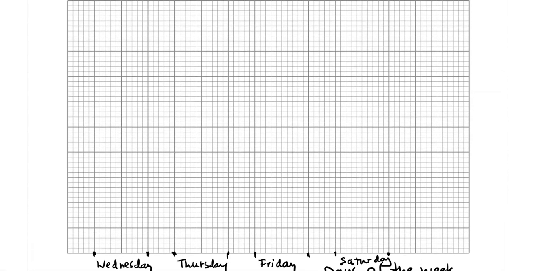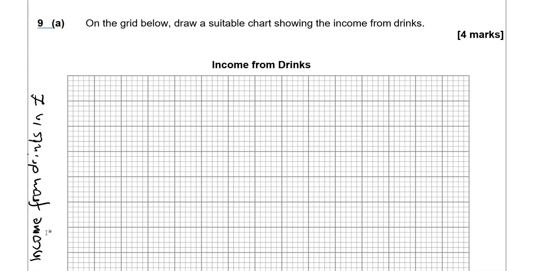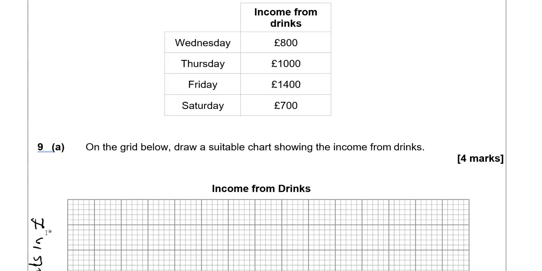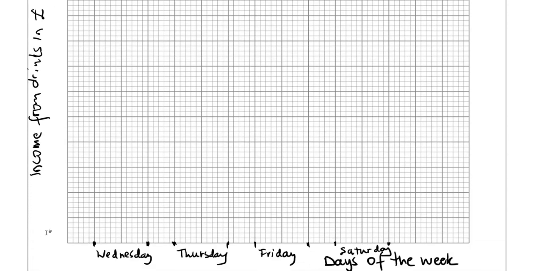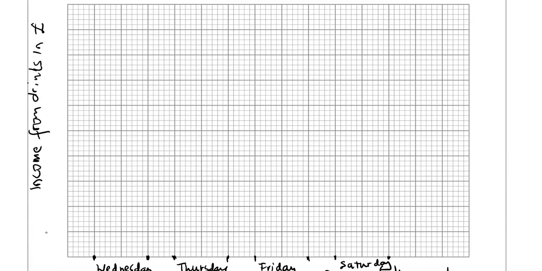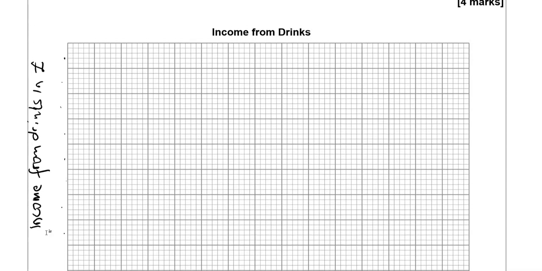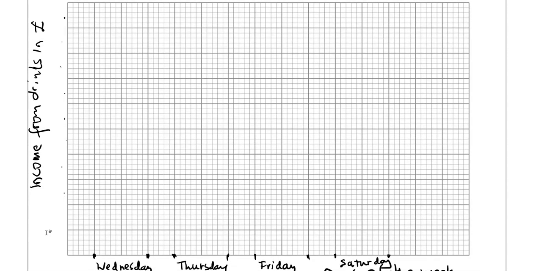Vertically, we're going to show the income from drinks, in pounds. So what's the highest value? It is 1,400. And we've got 1, 2, 3, 4, 5, 6, 7, 8, 9, 10. 10 squares. So maybe £200 for each square.